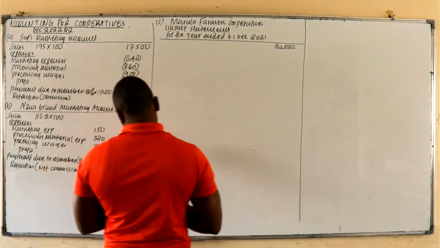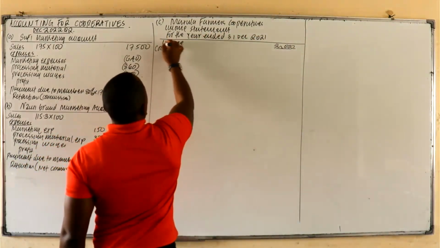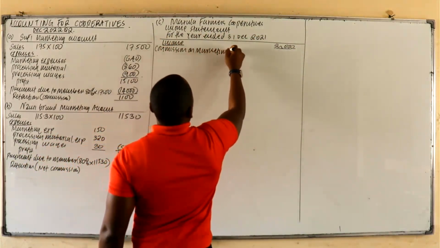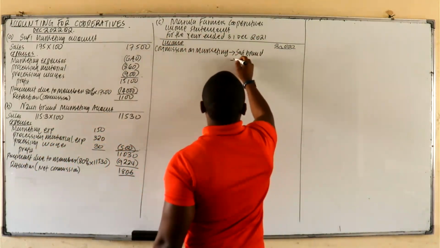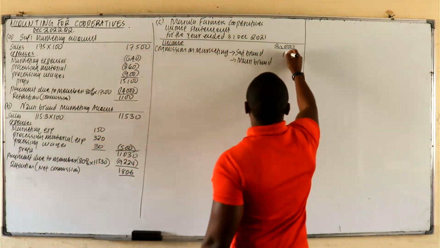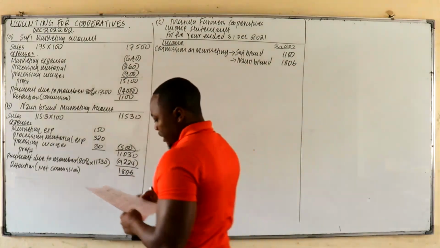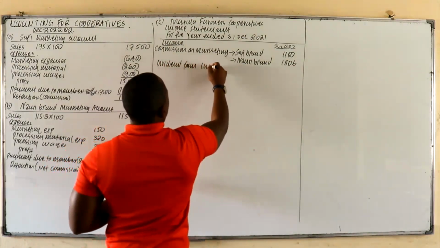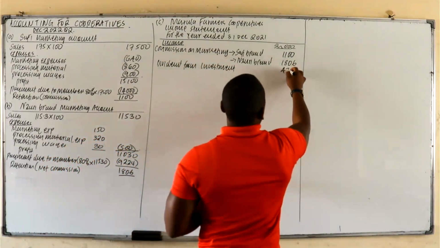So to the incomes, number one, first of all, you can start with commission on marketing. So income, we have commission on marketing, or we have from Safi brand, as well as Zuri brand. So you take the net commission. So here we had 1100. And here we had 1806. Then there was dividend from investment. So there is dividend income. And the dividend from investment was an amount of 470.